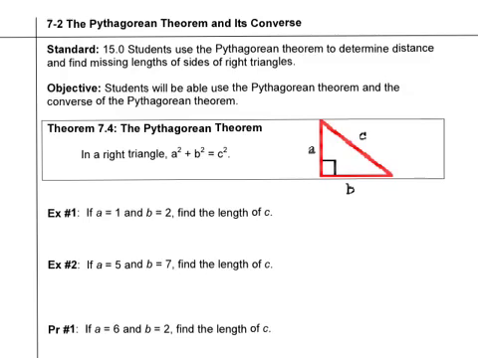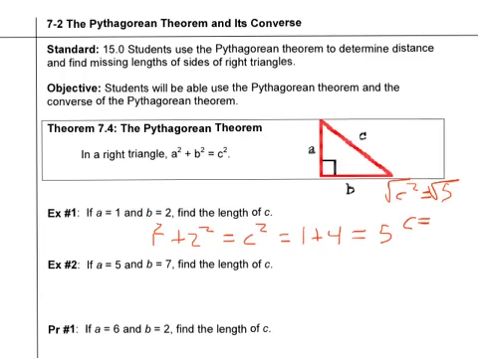First one, they tell us that A equals 1, B equals 2, and we don't know C. So just plug it into the formula. 1 squared plus 2 squared equals C squared. Well, 1 squared is 1, 2 squared is 4, so that's 5. So C squared equals 5. Take the square root, we get C equals square root 5. Boom. Done. That's it.